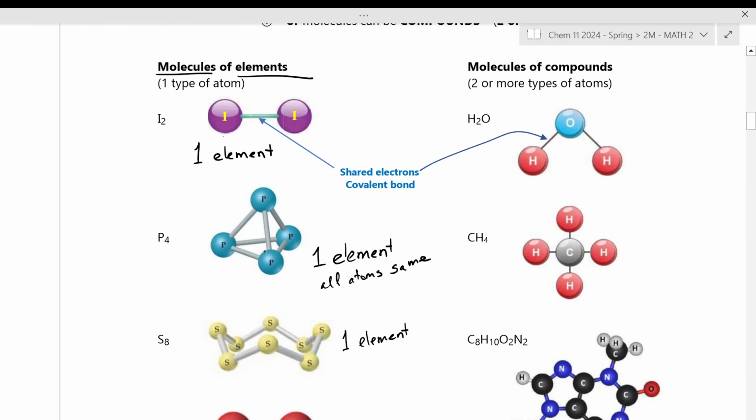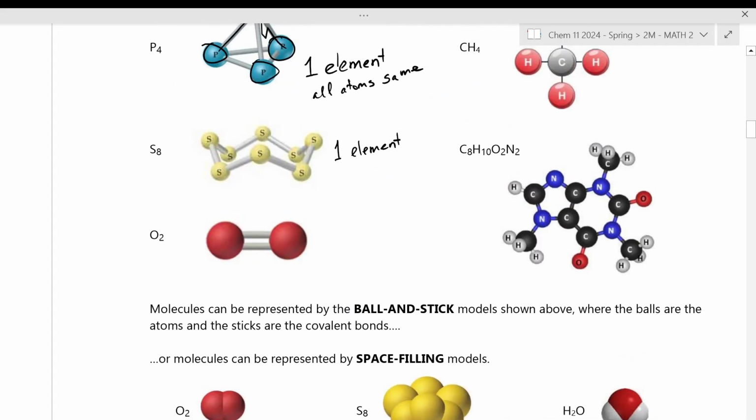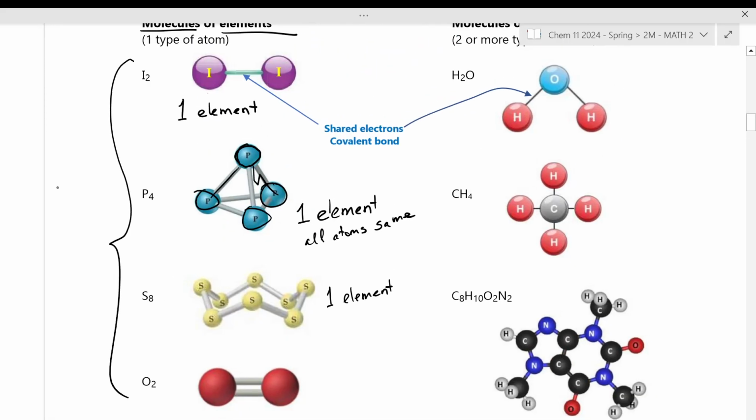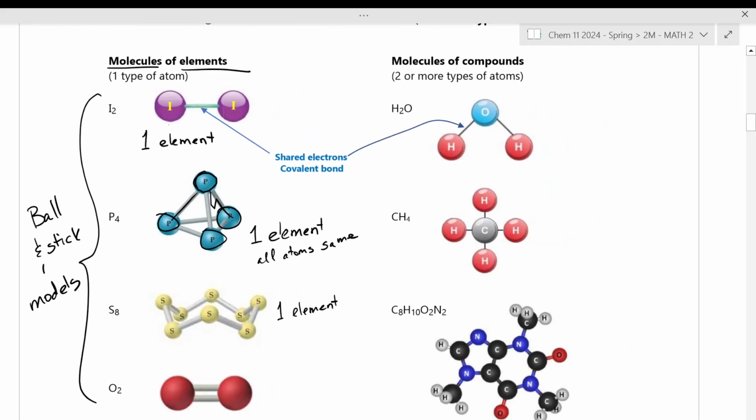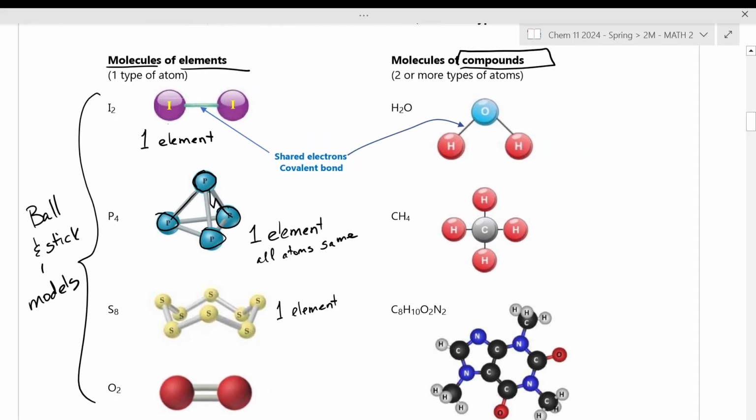Now, if you draw your structures this way, there are balls. Look at that, see? Ball, ball, ball, ball. And they are attached together by sticks. So we call these ball and stick models. These are all ball and stick models. Alrighty? So you can have molecules that are elements where all the atoms are the same, or you can have a molecule of a compound where you have 2 or more different types of elements.